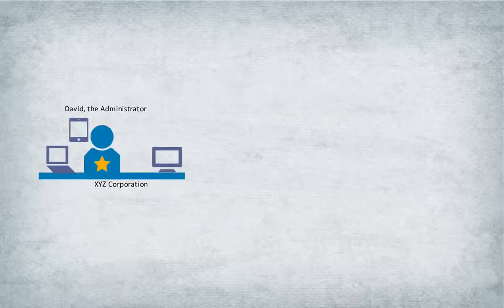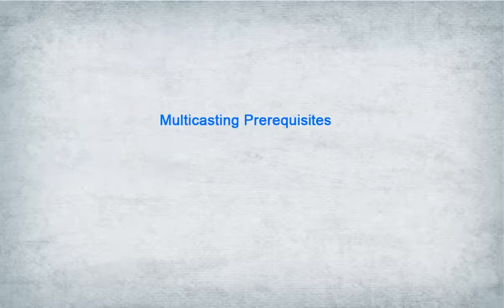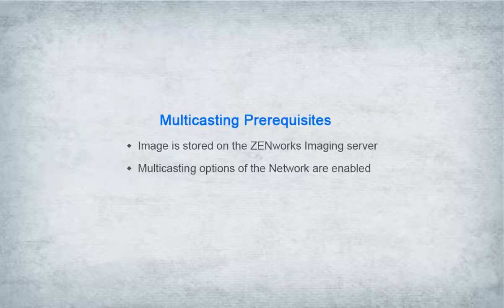David, the administrator at XYZ Corporation, wants to deploy an image on several new devices for the finance team. Let's see how David uses ZENworks to accomplish this task. Before beginning, David ensures that the image he wants to deploy is stored on his ZENworks imaging server, and that the multicast features of the network are enabled.